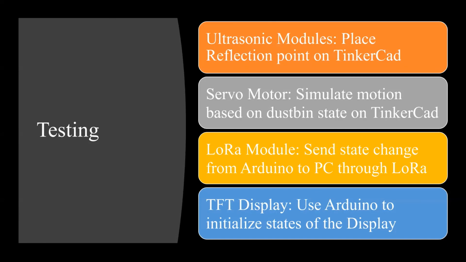Our ultrasonic modules on Tinkercad can be tested just by placing a reflection point, depending on how far we will require the person to be from the dustbin for the dustbin to open, as well as how far down the trash has to be detected for it to be considered as a full dustbin, as well as to display certain percentages of how much the dustbin is full. We will just need to set a reflection point on Tinkercad, which is relatively easy.